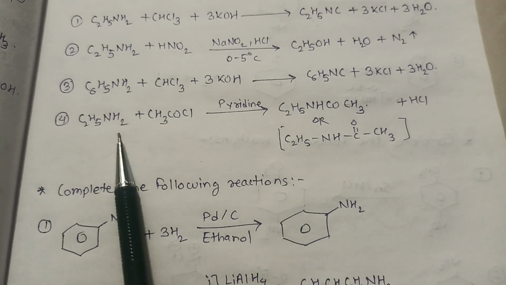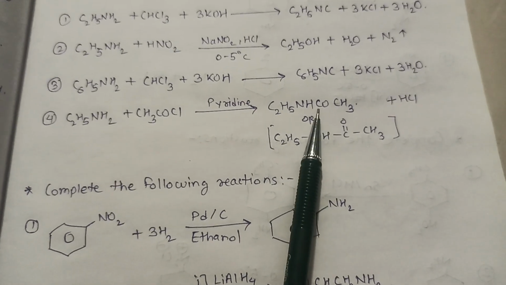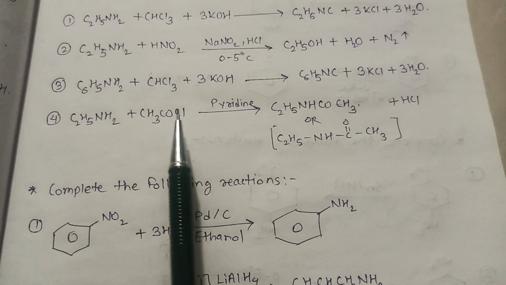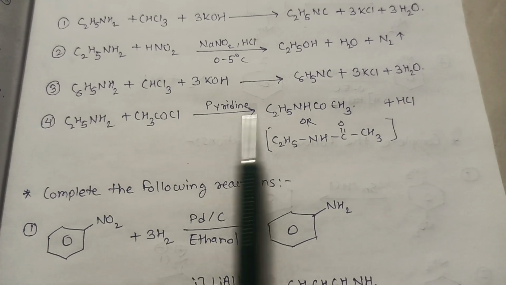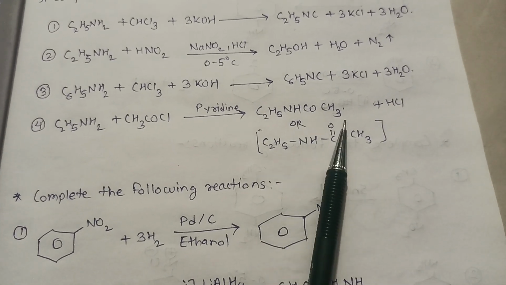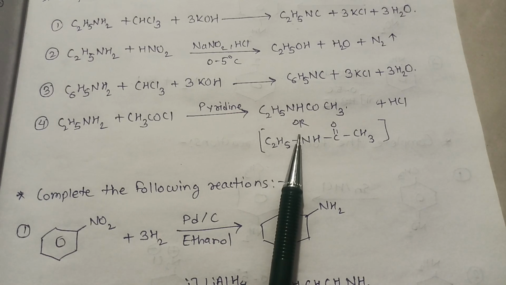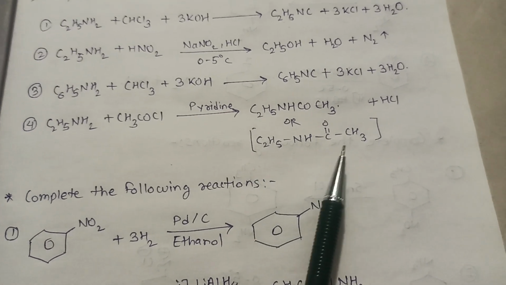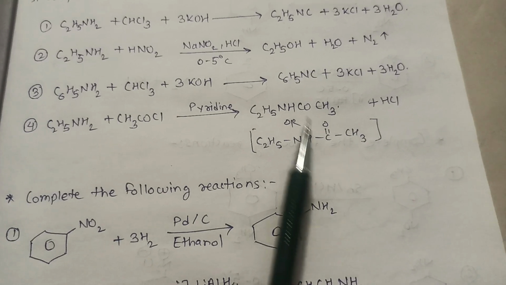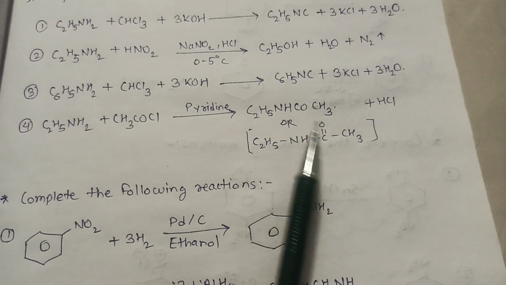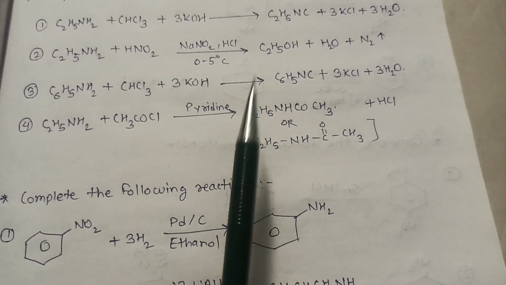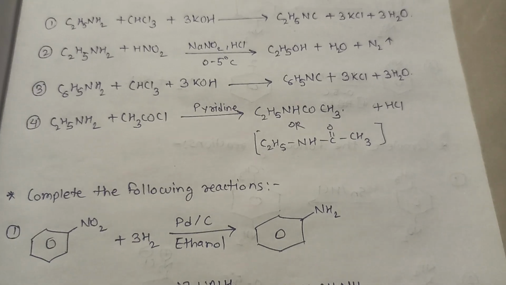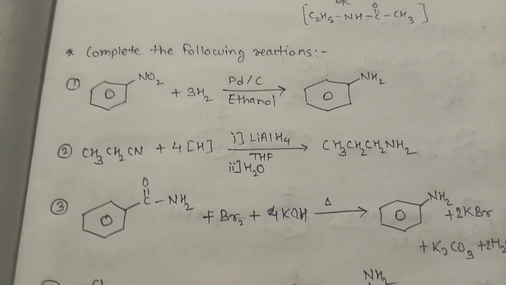So C2H5, then NH2 will become NH, one of the H is lost with Cl, and NH will attach to COCH3. So NHCOCH3. If you want to expand this, we can write like this: C2H5NH, C double bond O, CH3. Okay, both the products are correct. Whichever you feel better, you can write that. So these are the four questions. Then let's see the next one.